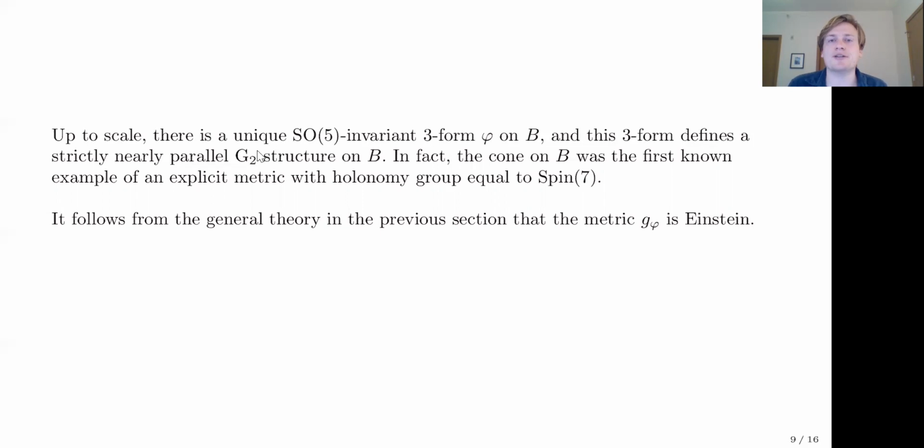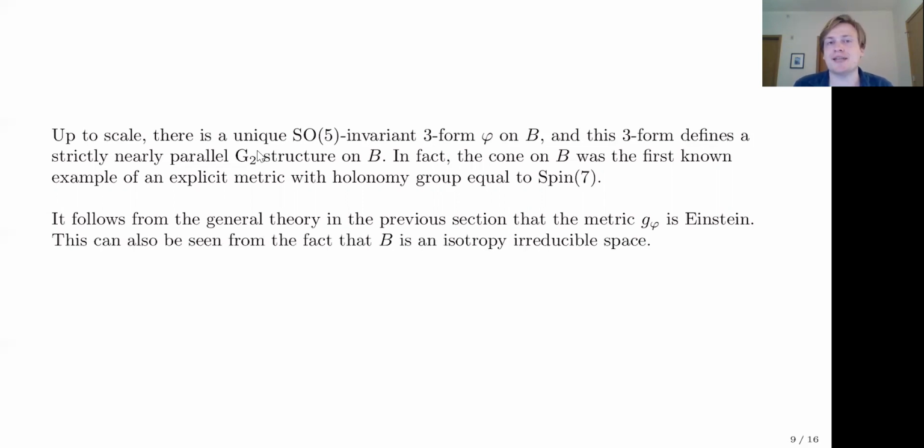Now, as we said before, the metric induced by a nearly parallel G2 structure is automatically Einstein. And that's obviously the case for this metric as well. So our metric g_phi is Einstein. It would also be possible to see this by the fact that this 3-form is SO5 invariant, so the metric that it induces must also be SO5 invariant. But B is isotropy irreducible, so there's a unique up to scale SO5 invariant metric, so they must agree. And it turns out that the metric on an isotropy irreducible space must also be Einstein. So you can also see this fact by the fact that B is an isotropy irreducible space.